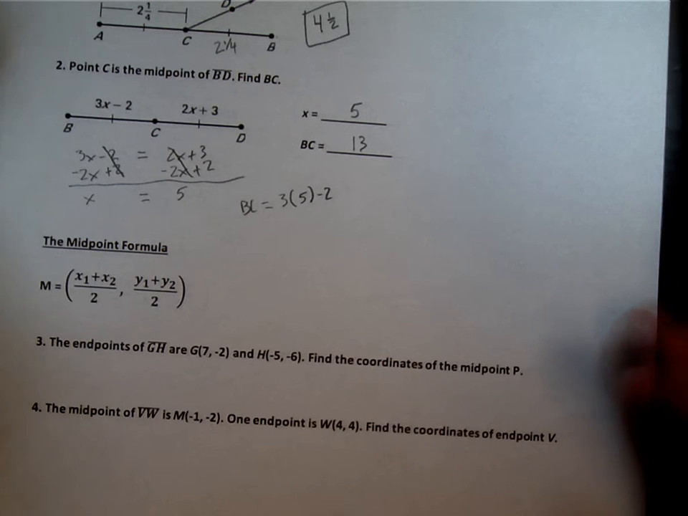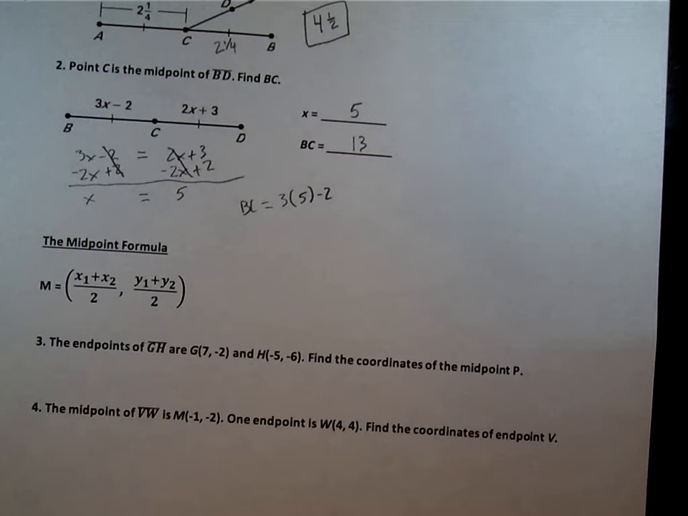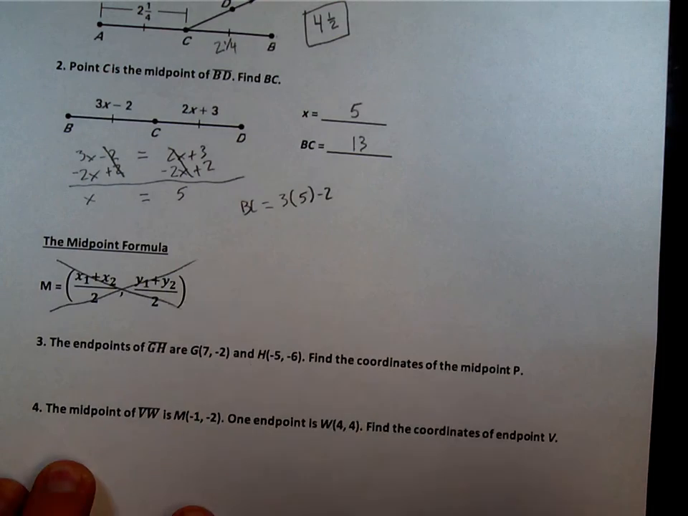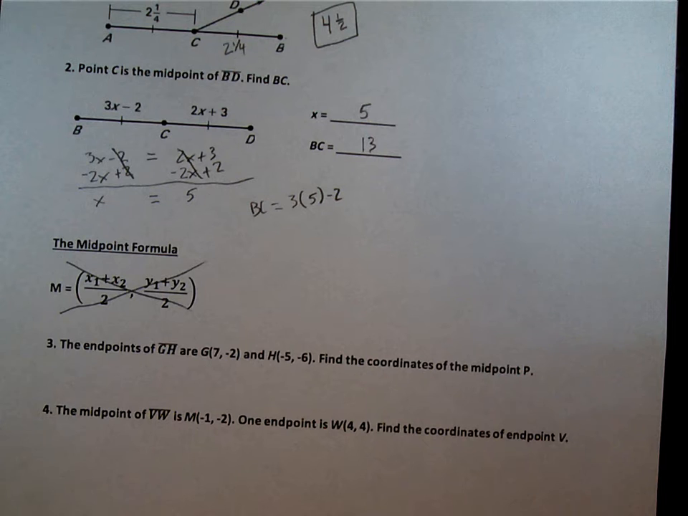Okay, next we have the midpoint formula. The first thing that I'm going to do with the midpoint formula is cross it out, because it's stupid. It's not incorrect, but if you see that formula, it looks like something you're going to have to memorize, and with those subscripts it just gets kind of ugly. The midpoint formula is actually really easy, and I think that looking at that makes it much more confusing than it is.